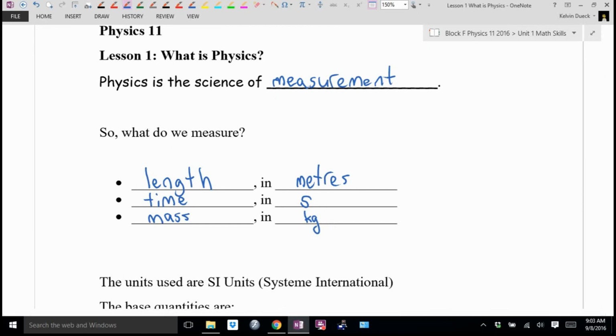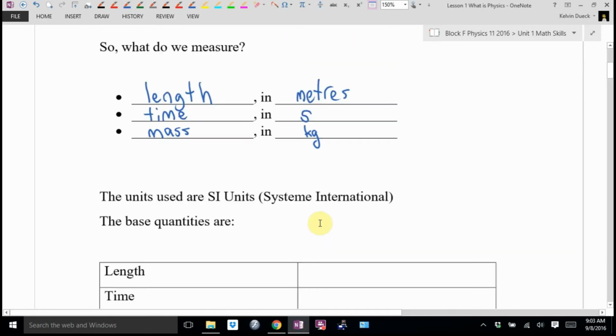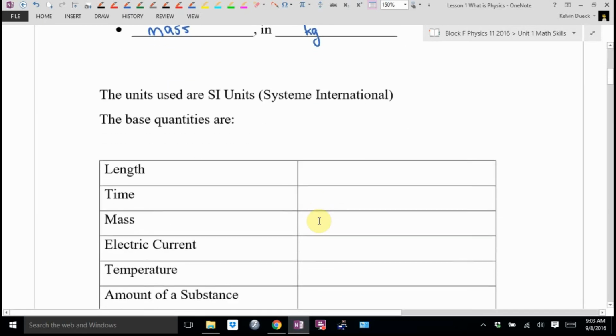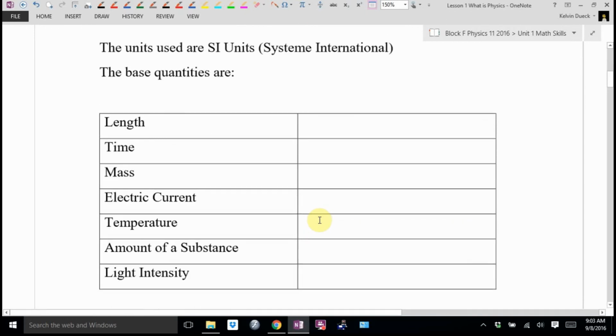In fact, there are 7 fundamental defined units in physics, in science. Everything else is based on those 7. The units used are what are called SI units. It's French, it's System International. You sort of call it the metric system, but really it's more than that. So the base quantities are length. I already gave you that in meters.